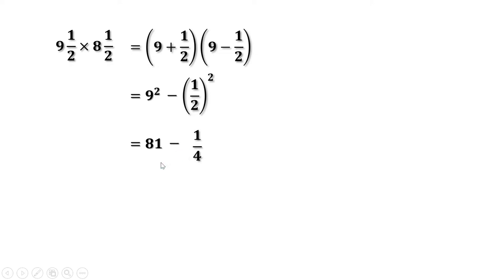Now we have to subtract. How can we subtract easily? 81 can be written as 80 + 1. So we can write 80, and from 1 we can subtract 1 by 4. 1 − 1 by 4 is 3 by 4. So we can write 80 + 3 by 4, or 80 and 3 by 4. That means 9 and a half × 8 and a half is 80 and 3 by 4.